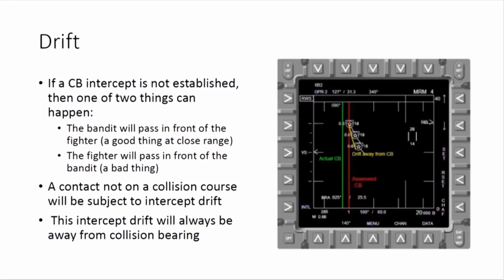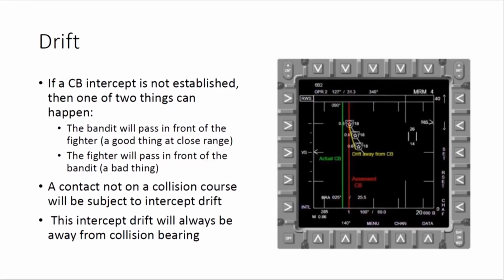So now let's talk about drift. If we don't properly establish our collision course, our collision bearing, then one of two things will happen. The bandit may pass in front of us, which may not be a bad thing at close range, or we will pass in front of the bandit, which of course would not be a good thing. A contact that is not on a proper collision course will drift. And the thing to remember here is that the drift will always be away from the proper collision bearing.